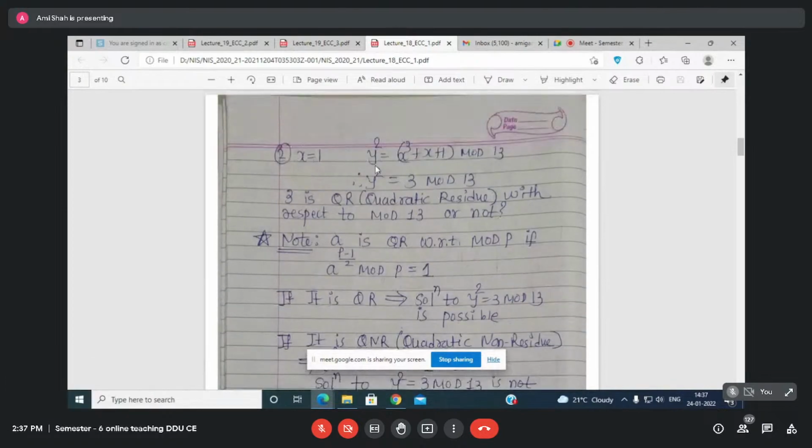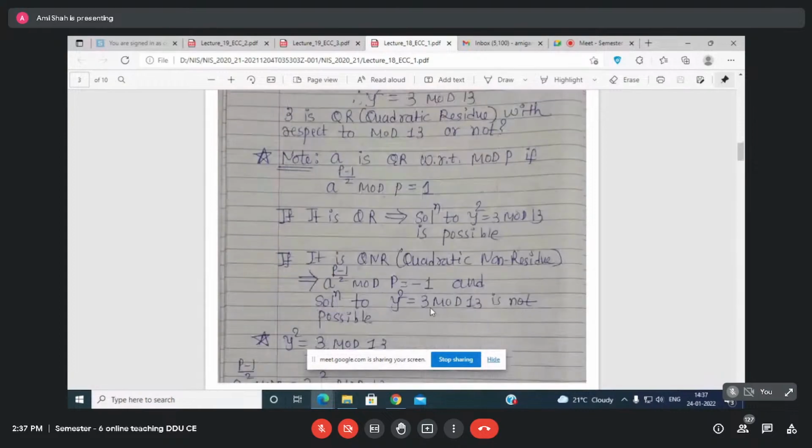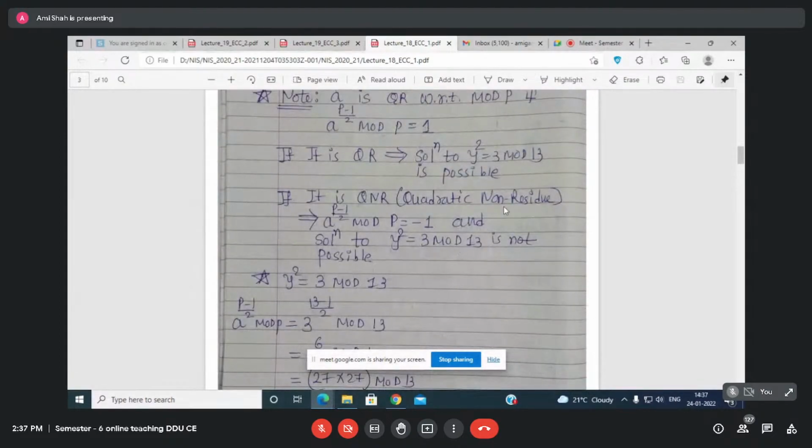So listen, every time you have to check whether the square roots are possible or not. If the square roots are not possible, then you have to check whether it's a quadratic residue or not. How to check? You have to calculate a raised to (p minus 1) by 2 mod p and check whether it equals 1 or not. If it is 1, then it's a quadratic residue and the solutions are possible. If it is minus 1, then it's a quadratic non-residue, and the solution is not possible, right?